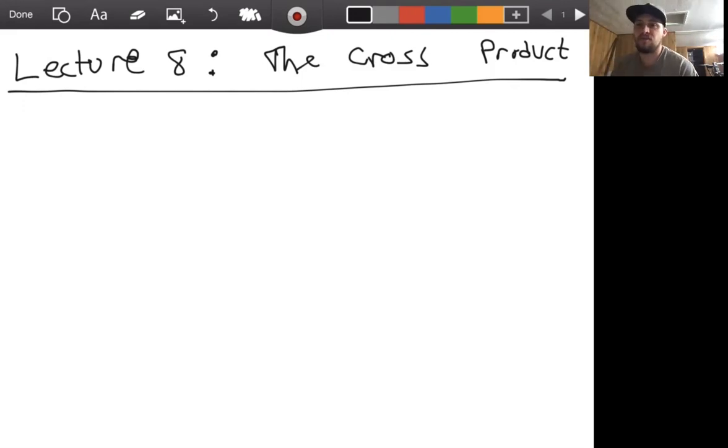And now the result will be a vector. And let's see why we even want to consider this cross product, and let's see where this cross product comes from, or where it can arise naturally. So let's start with an objective here.